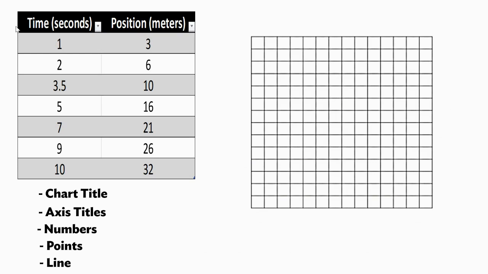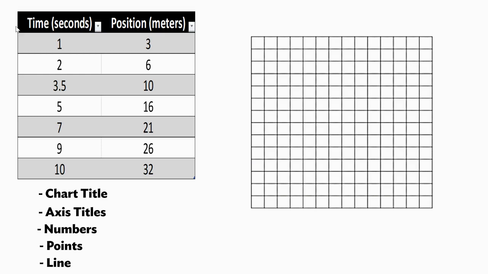So let's look at what we have. We have some numbers representing time in seconds. Then we have some numbers representing position in meters. So this must have been an experiment or observation where we watched the position of something change as time went on.